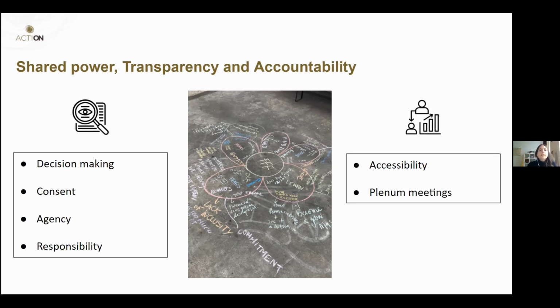And then periodically we also have plenum meetings where we share updates from each circle, and we discuss them with the entire team, and we also define common action plans.